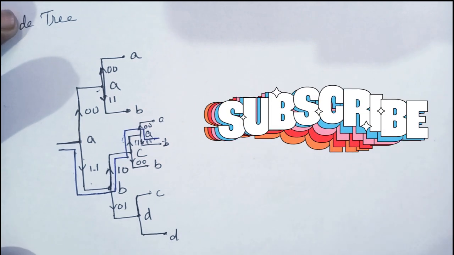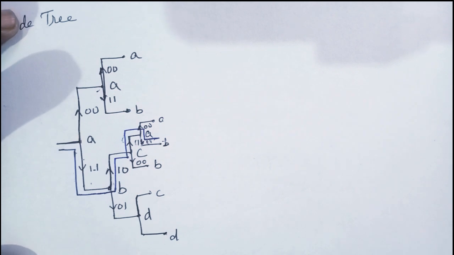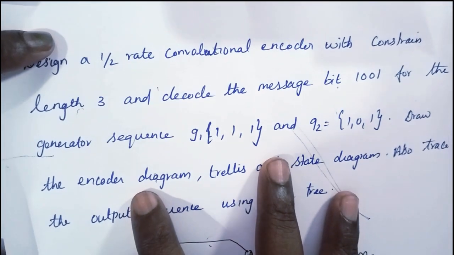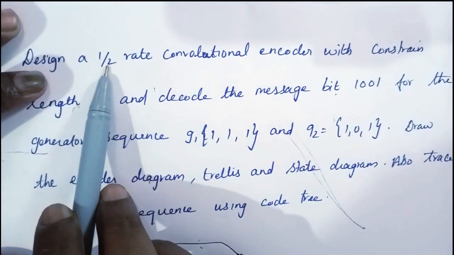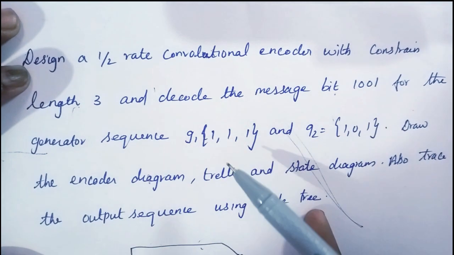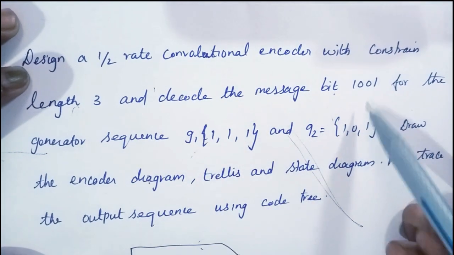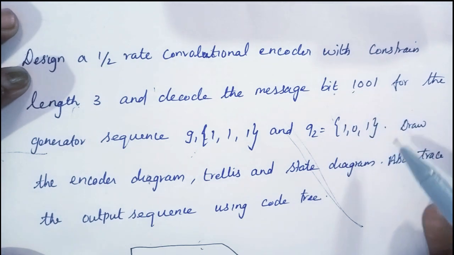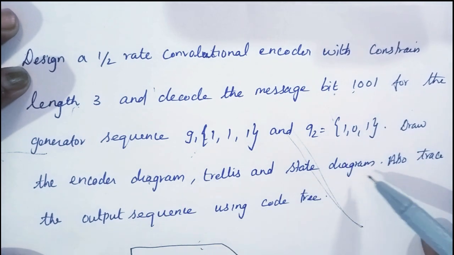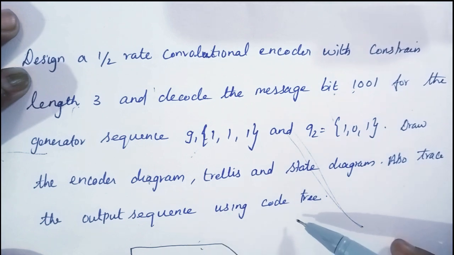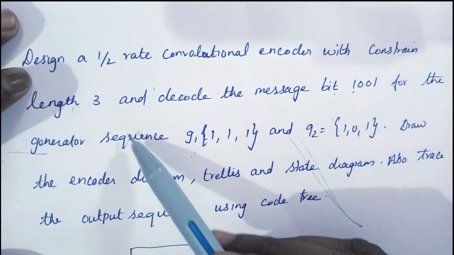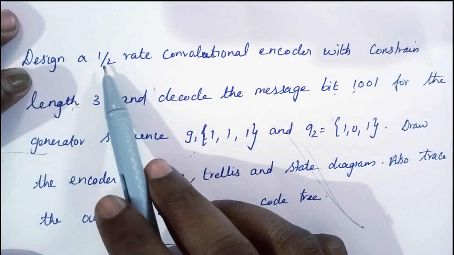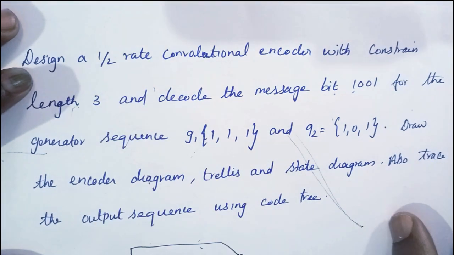Okay, let me give a small glance at what we have done. Given the code rate, constraint length, generator sequences G1 and G2, and message bits 1 0 0 1, we are asked to find the encoder diagram, trellis diagram, state diagram, and also track the output. The constraint length is given as 3, and the code rate is 1 by 2. That is, 1 bit is going to have a 2 bit output.